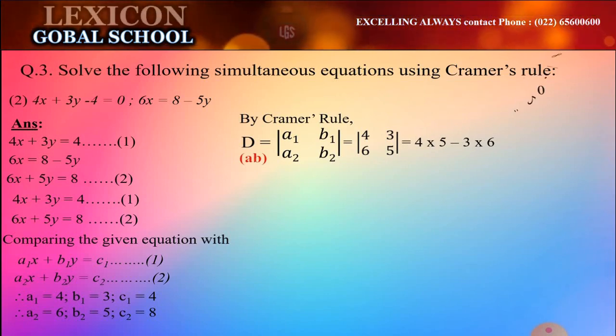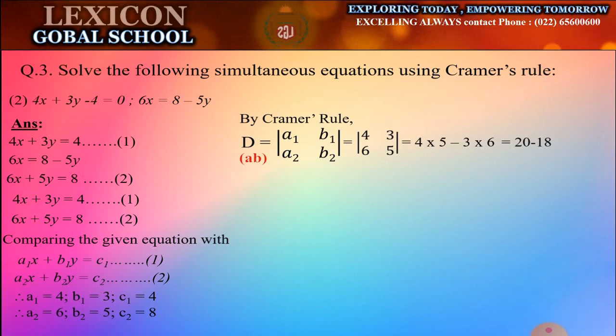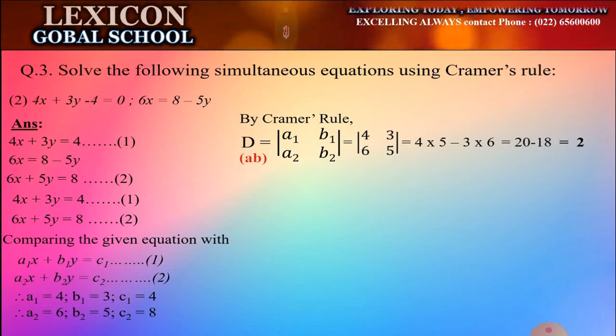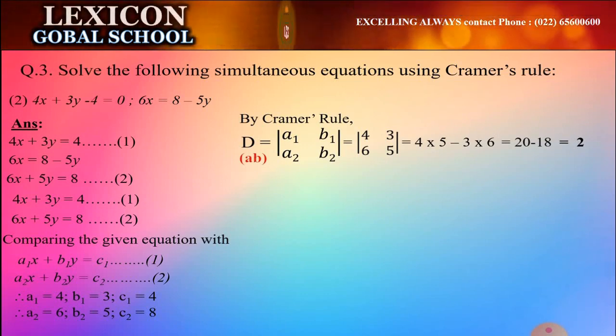4 5s are 20, minus 6 3s are 18. 20 minus 18 will give me 2. So this is the value of your determinant, that is D.